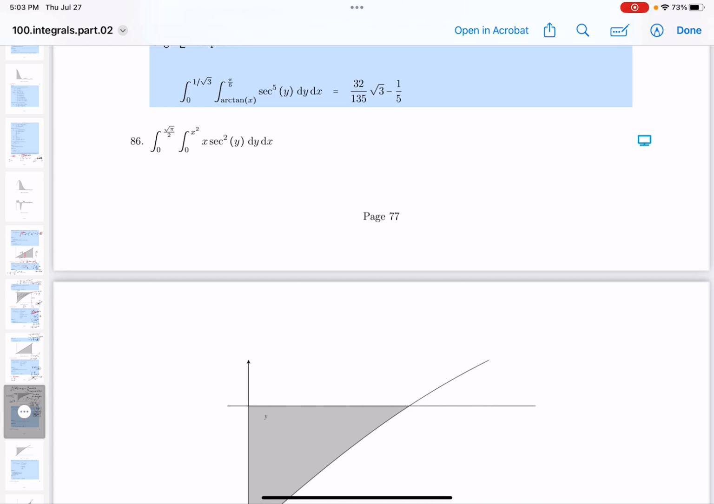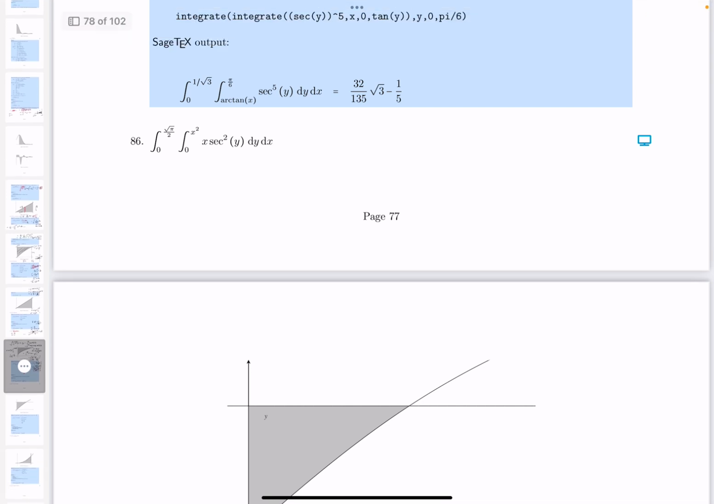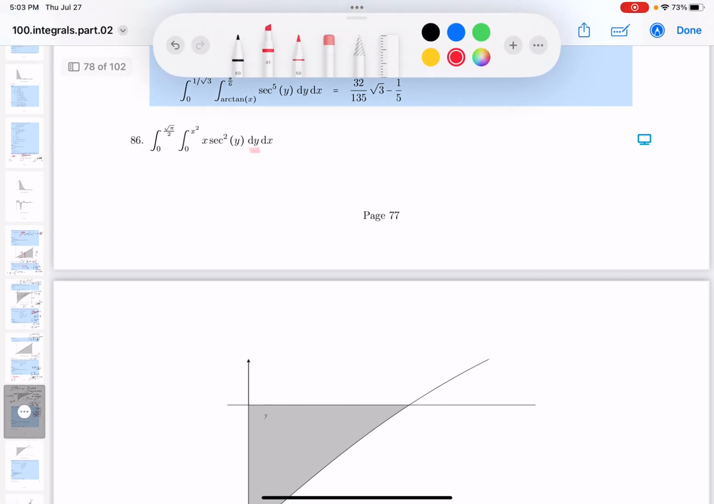Okay, for 86, again, I'm going to discuss the region. And the region, looking at the y first. Let's take a look at this. So I'm looking at the y first, and I'm going to say 0 to x squared. Let's write this over here. So y equals 0, lower. y equals x squared, upper. What does that look like? Well, y equals 0 is just the x-axis, and then you've got a parabola that looks like this over here.